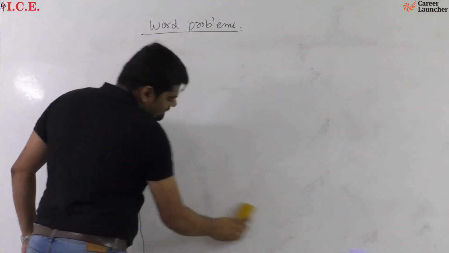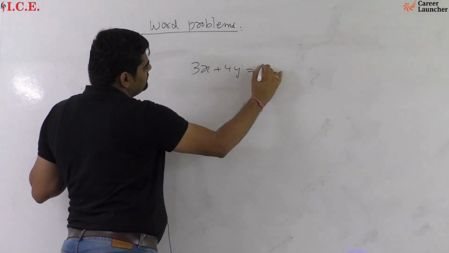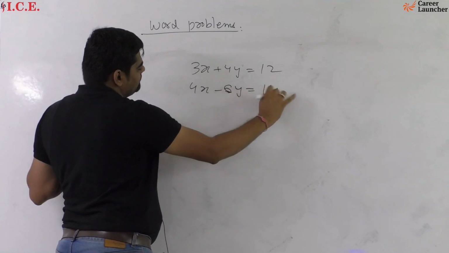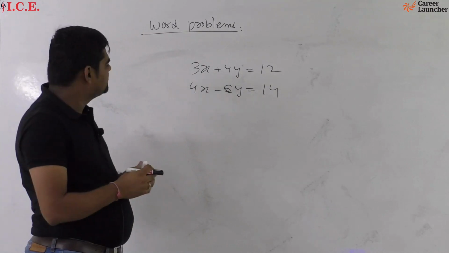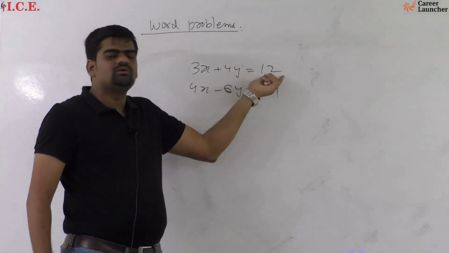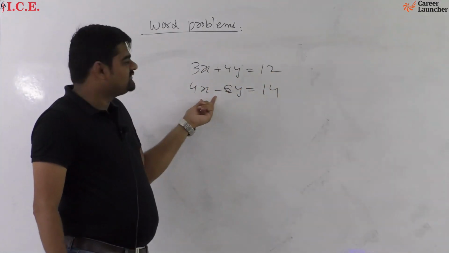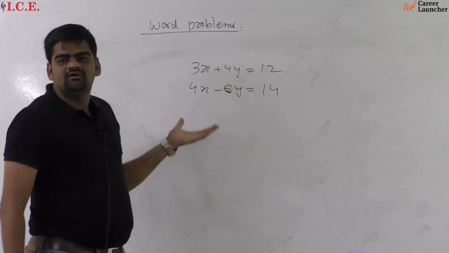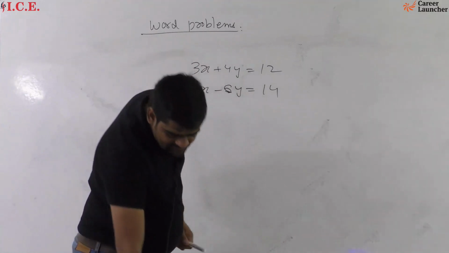Now, I'm not going to the very simple problems like, let's say I have an equation 3x plus 4y is equal to 12, another equation 4x minus 6y is equal to 14. Can you solve the values of x and y? Now this could be another way of asking you the question: the cost of 3 erasers plus 4 pencils is equal to 12 rupees, and the cost of 4 erasers minus the cost of 6 pencils is equal to 14 rupees. Then find the cost of 1 pencil and 1 eraser. These types of questions can be easily solved, right? Now this is how it will change the data.